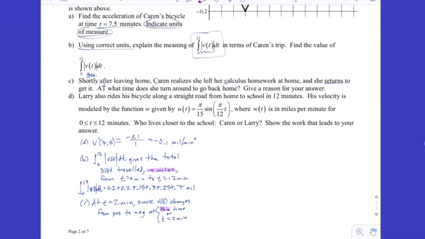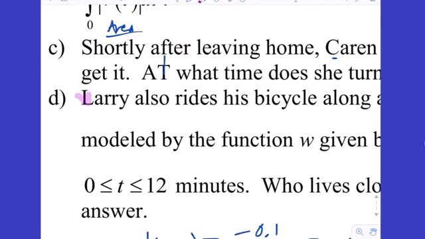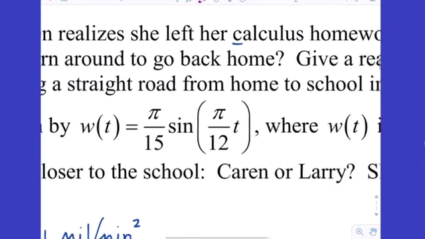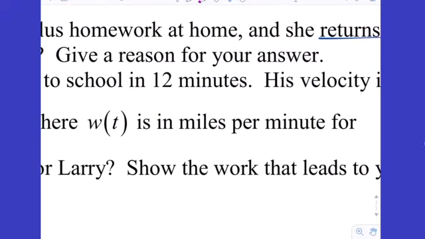Part D. Here's where it got a little bit creepy for me. Back when I was grading it, back in the day. Larry with an L. He also rides his bicycle with a B. Also along a straight road. Also from home to school. And also in 12 minutes.